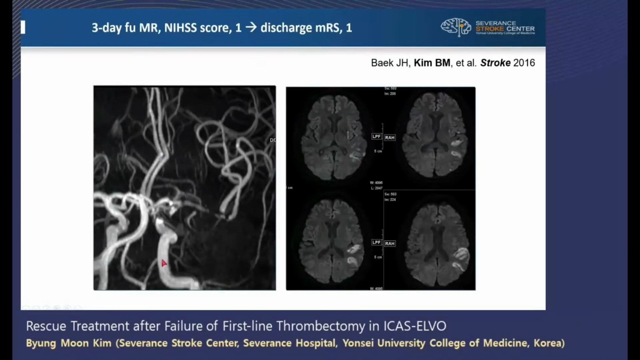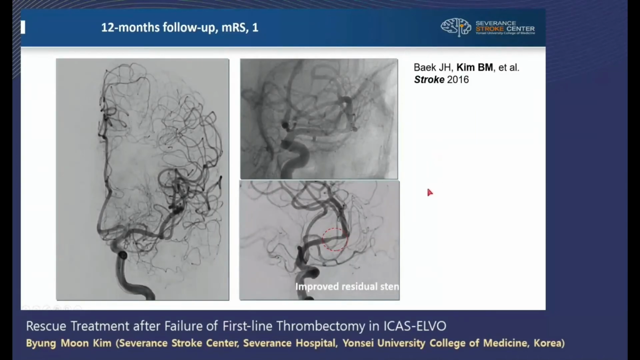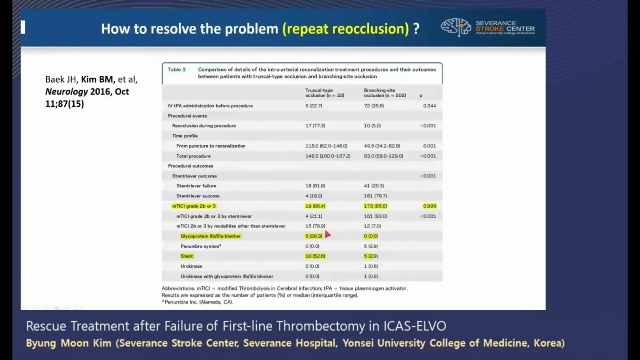This is the 3-day follow-up MR angio and diffusion-weighted image. The patient was discharged with an mRS of 1. The 1-year follow-up angiogram shows improving status of the stenosis.